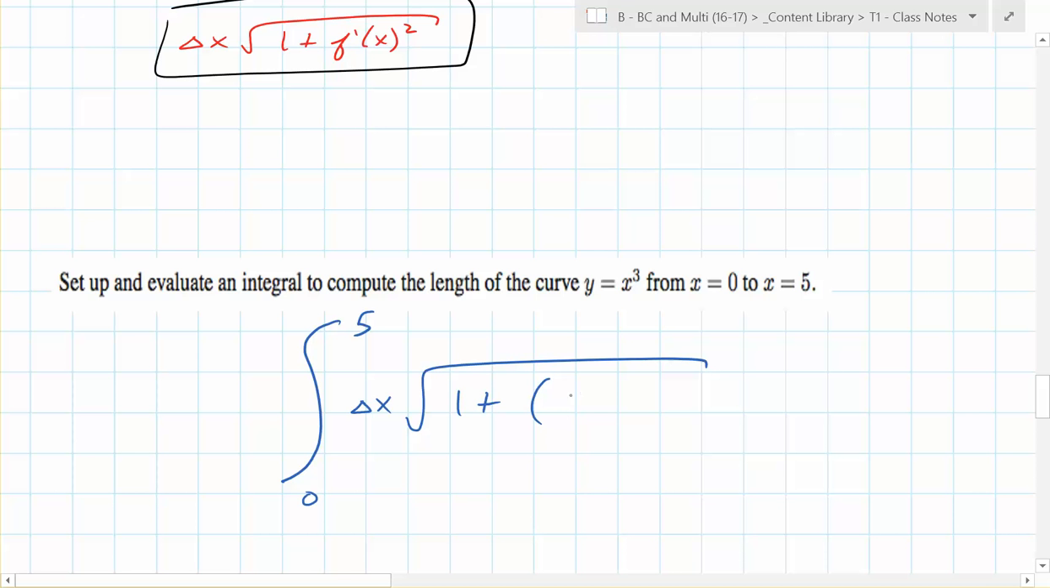What is f prime in this case? 3x squared. Oh, look at that. What is delta x? What's another way to write delta x? Dx. Hey, that is the arc length of the curve y equals x cubed from 0 to 5.